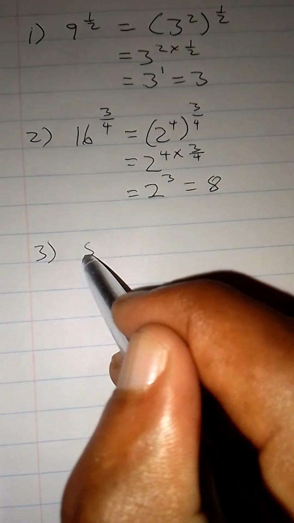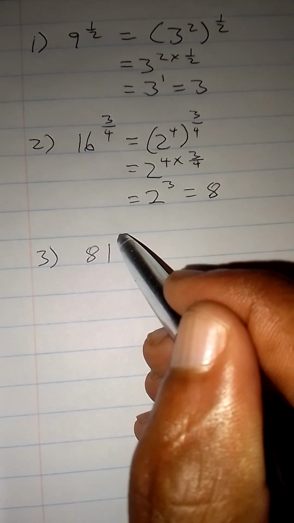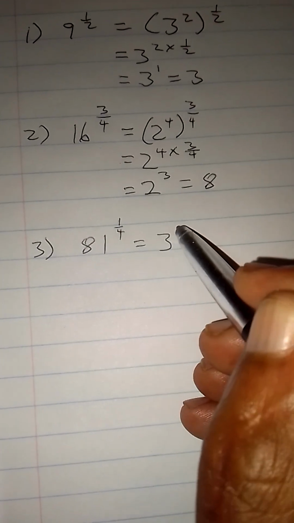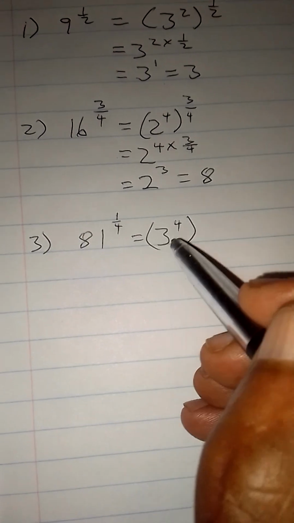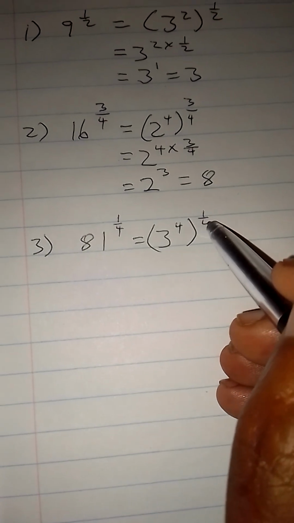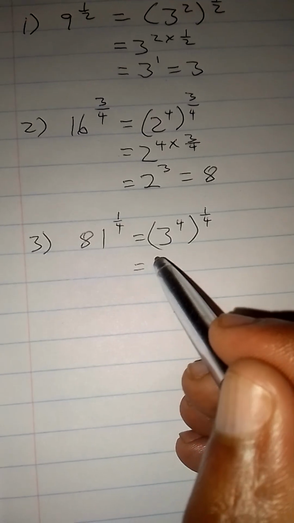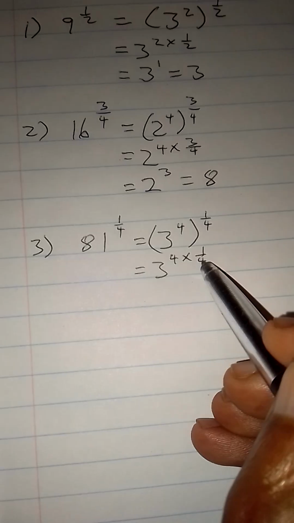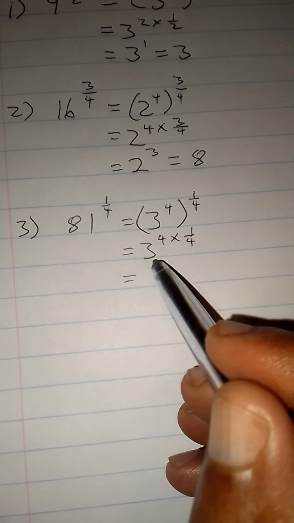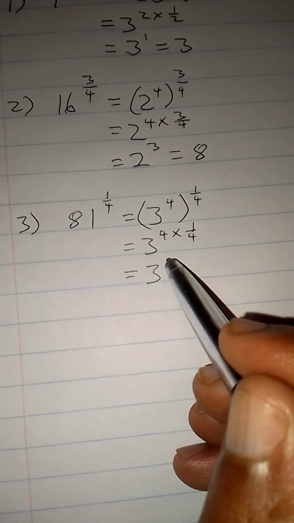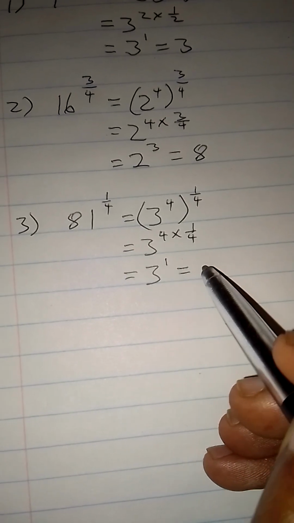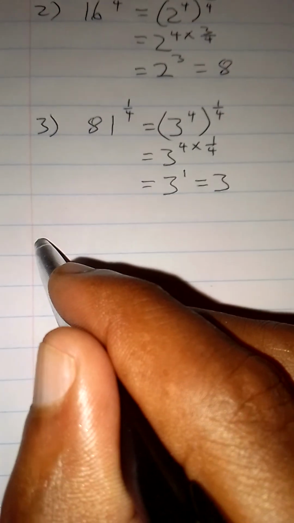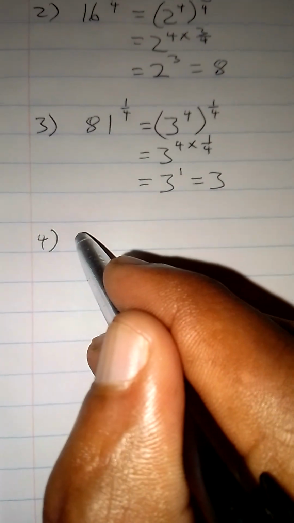Number 3, it's 81 to the exponent 1 over 4. 81 is 3 to the exponent 4, with 1 over 4 outside the bracket. So it's 3, 4 times 1 over 4. The 4 cancels. We have 3 to the exponent 1. Then the answer is 3. Then moving on to number 4.